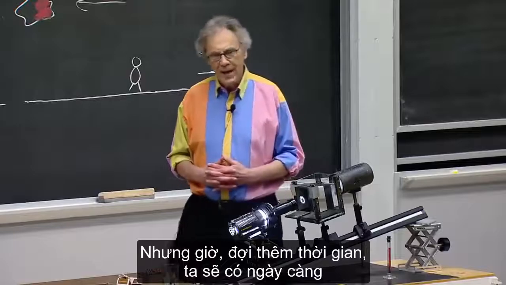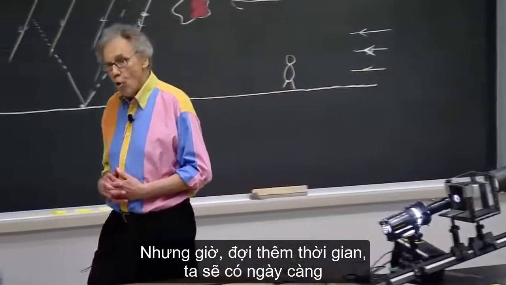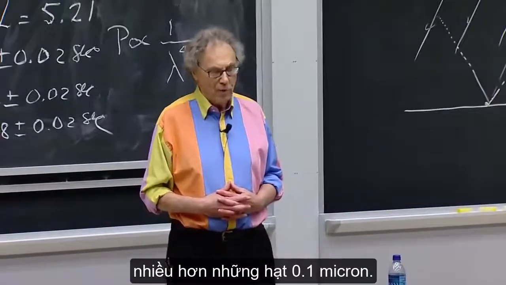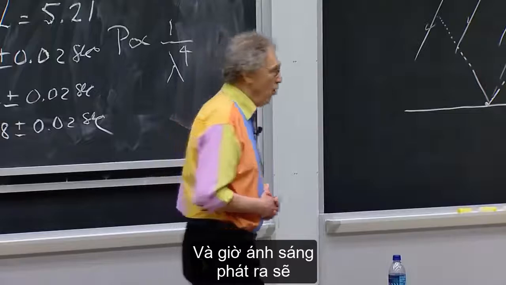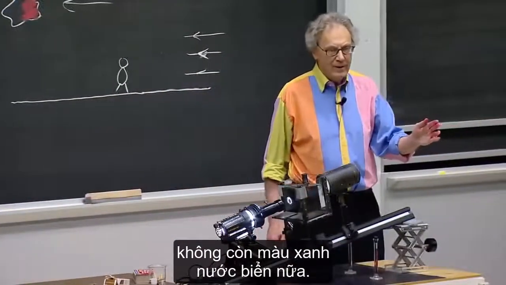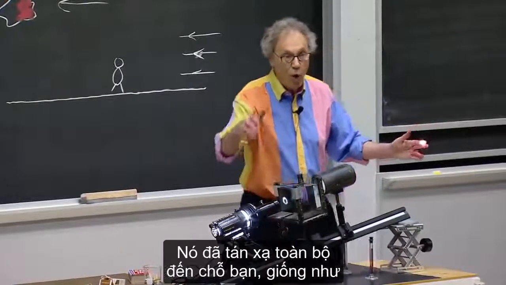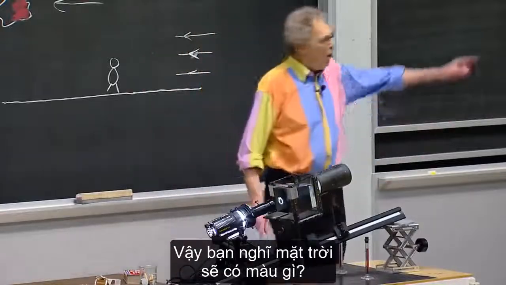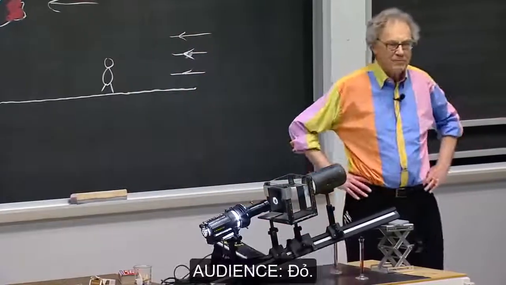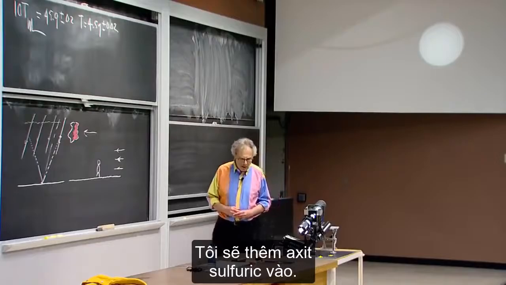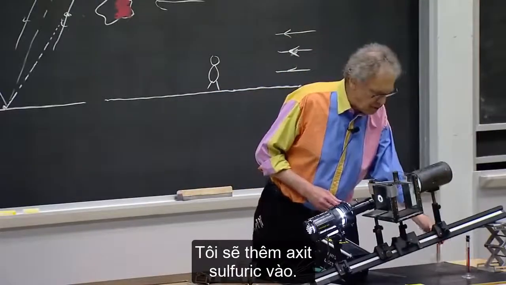But now, as time goes on, we will get more and more of those 0.1 micron particles. And so the light that comes out here has no blue in it anymore. It doesn't have any green in it anymore. It's all scattered in your direction, just like here with the sunset. So what color do you think the sun is going to get? It's going to be red. That's why I said I'm going to kill two birds with one stone. So I will add the sulfuric acid.